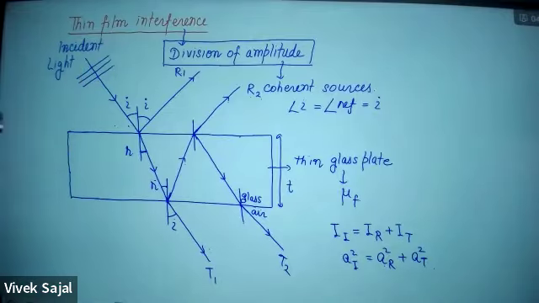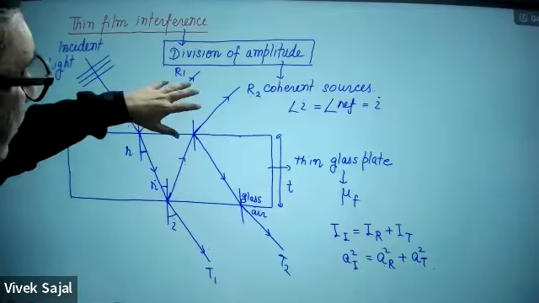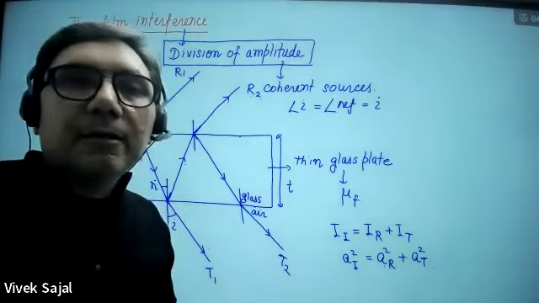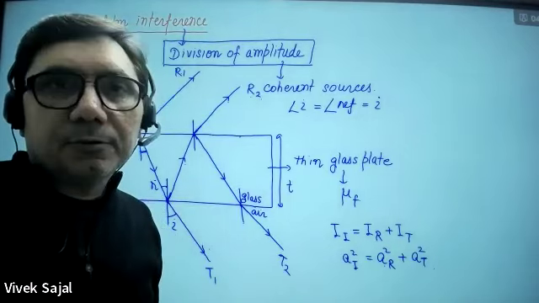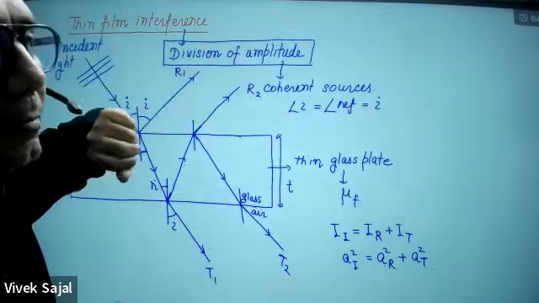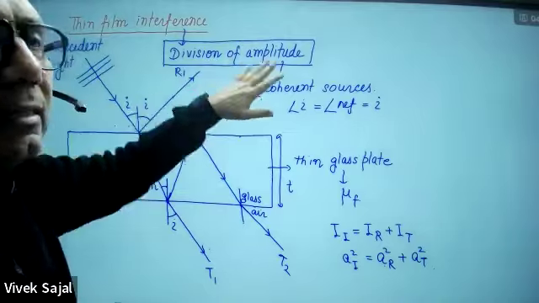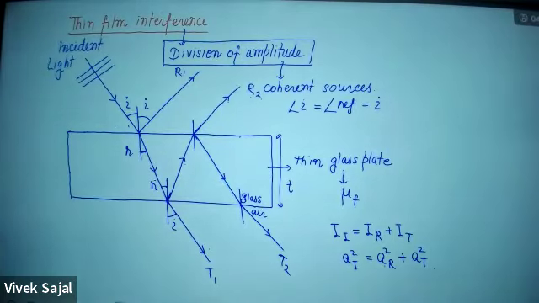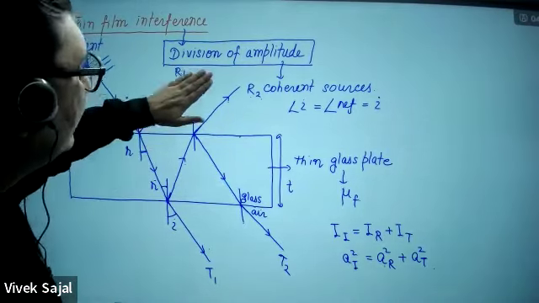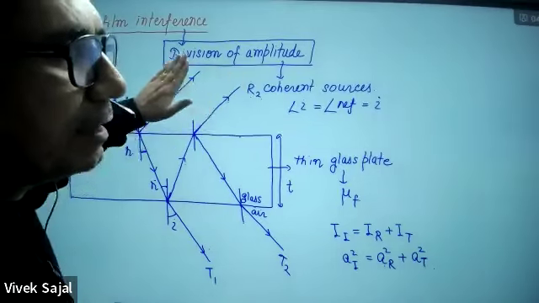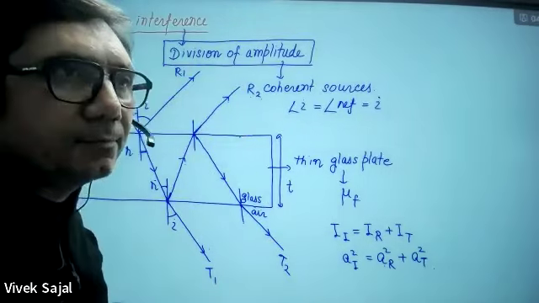Incident light. This is incident light. So these two reflected lights as well as these two transmitted lights are obtained from the same source. So frequencies will be the same and here they are moving in the same medium. So automatically their wavelengths will be the same. So the wavelength and frequency of these two lights, R1 and R2, the reflected lights, will be equal.